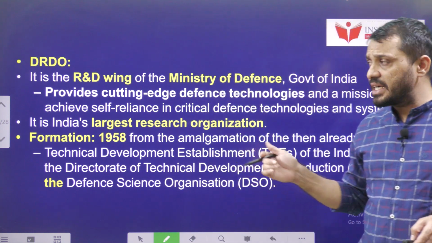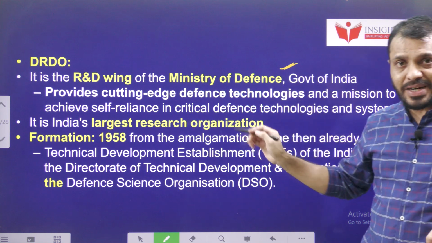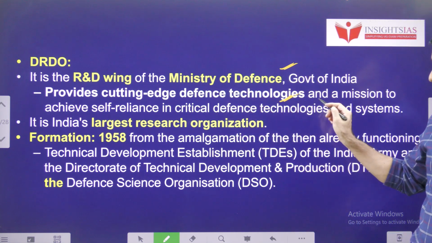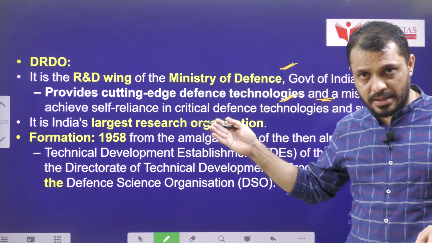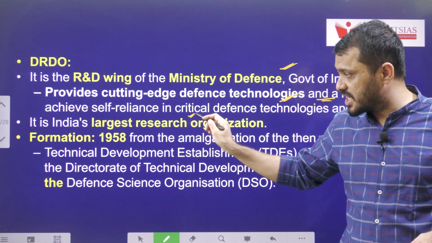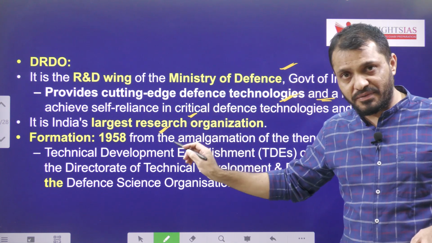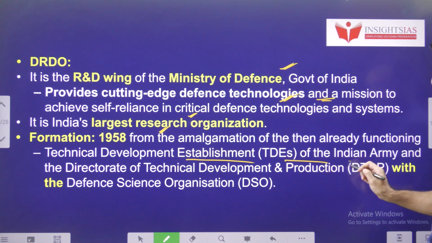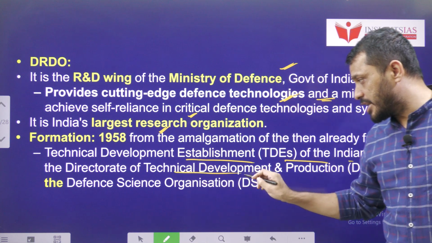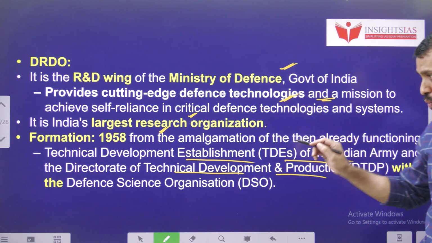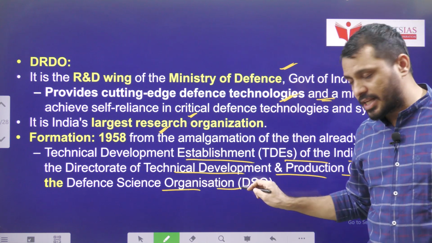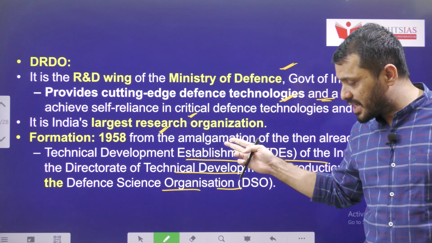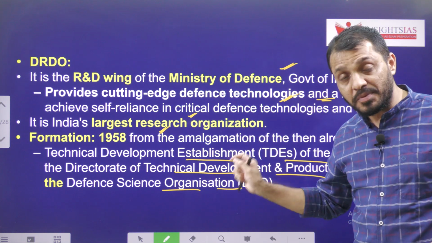DRDO is the R&D wing of the Ministry of Defence. It provides cutting edge defence technology to the Indian defence sector. It is one of the largest research organizations, formed in 1958 by amalgamating the Technical Development Establishment of the Indian Army and the Directorate of Technical Development and Production with the Defence Science Organization. By merging these organizations, they created DRDO. That you have to understand. That is about the third topic.